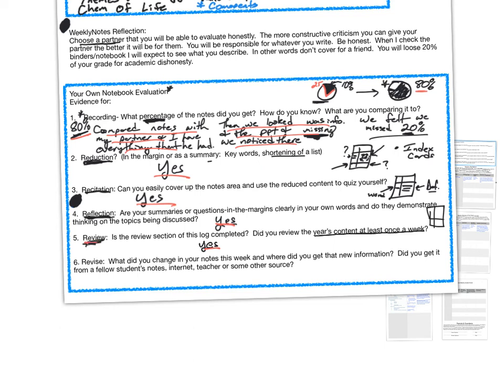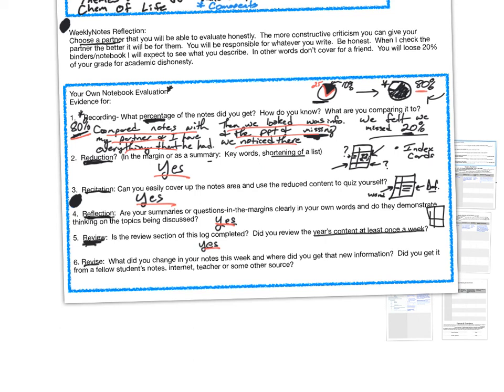I need to get to work and do some recitation, or maybe I have to go back and do some reduction, then do some recitation. All right. So revision is what you did to change your notes this week, and where did you get that new information, right? So here's this 80%, the original recording, and you thought you got 80% the first time, and you looked at that PowerPoint, you saw you were missing 20%.